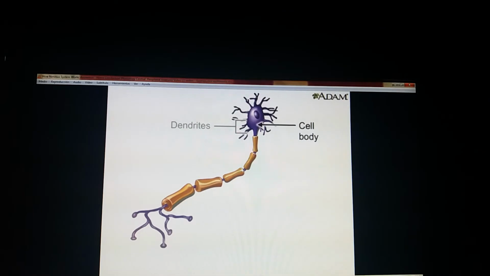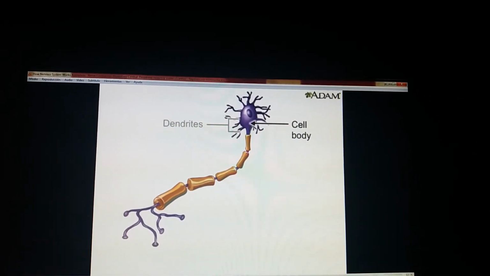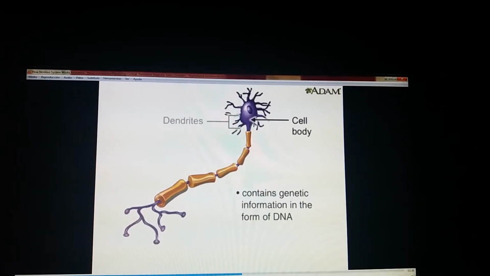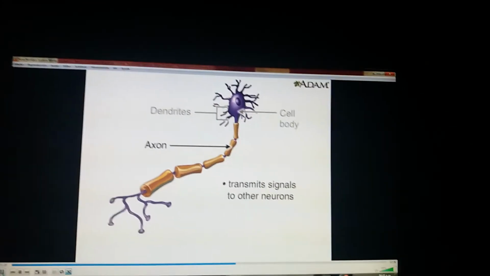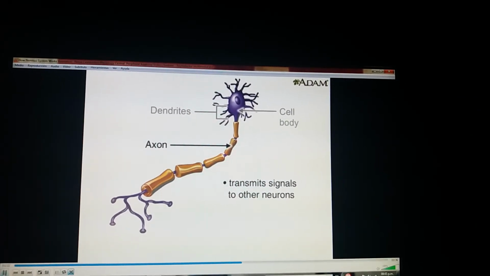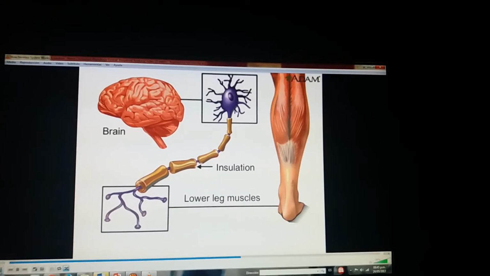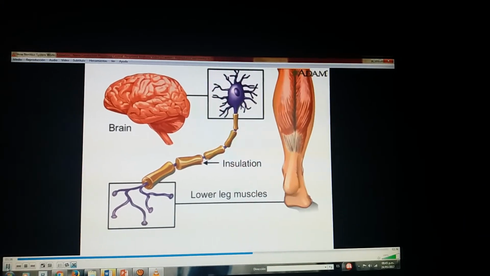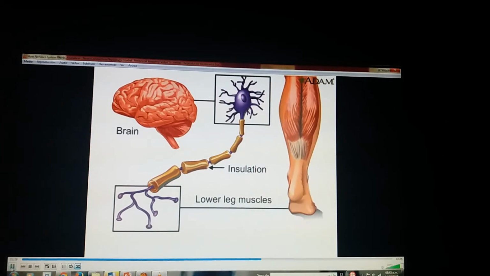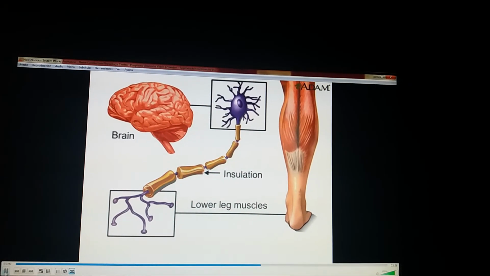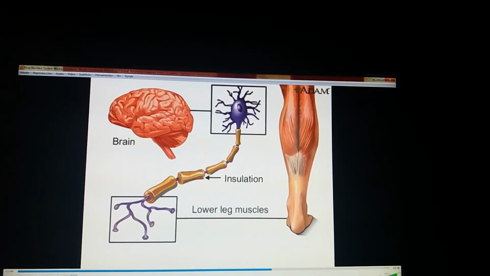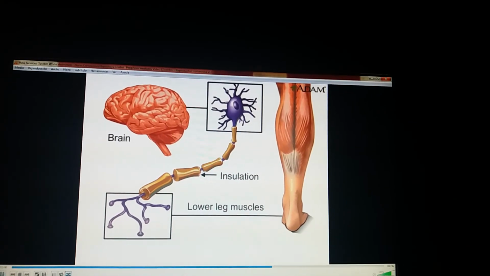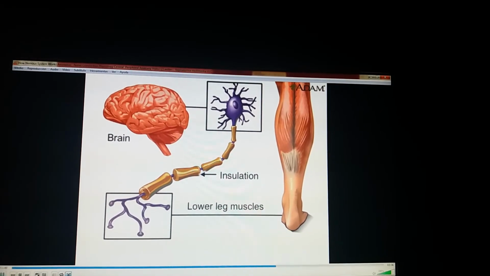The cell body is the headquarters of the neuron. It contains the cell's DNA. The axon transmits signals away from the cell body to other neurons. Many neurons are insulated like pieces of electrical wire. The insulation protects them and allows their signals to move faster along the axon. Without it, signals from the brain might never reach muscle groups in the limbs.